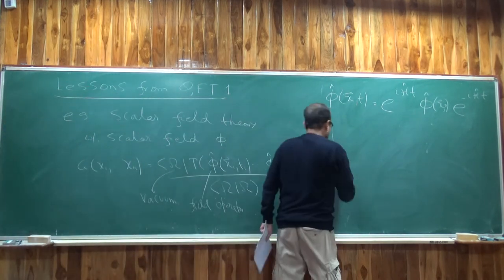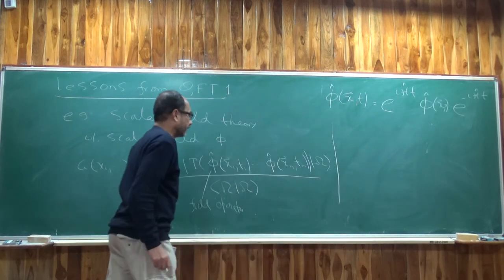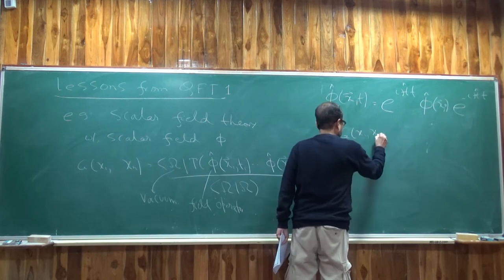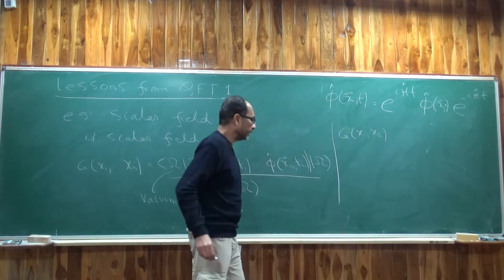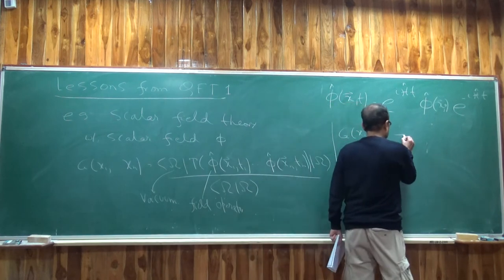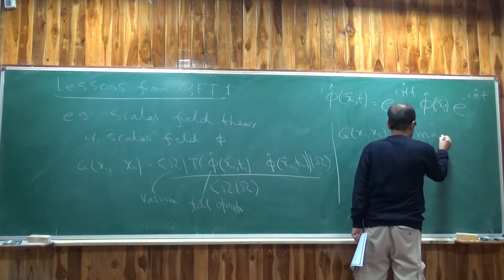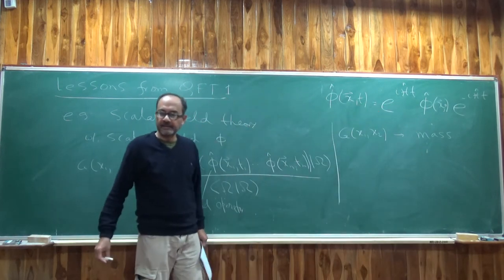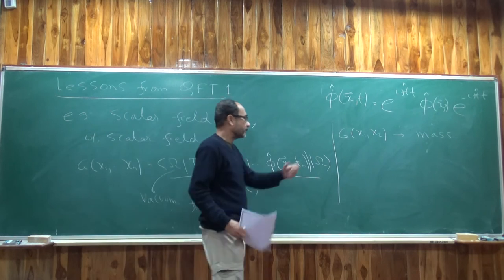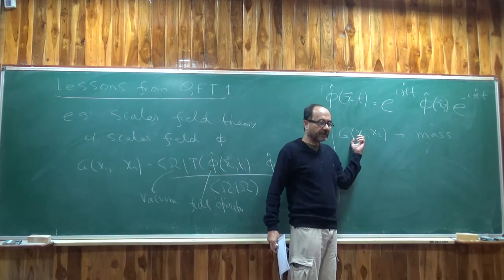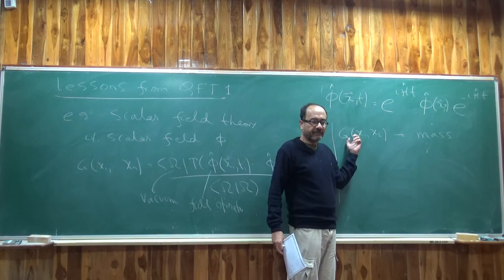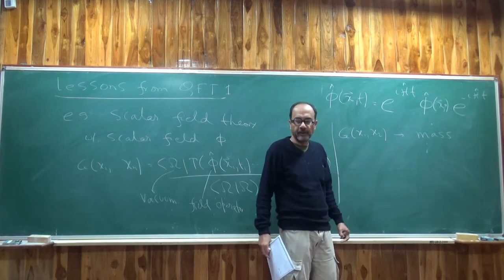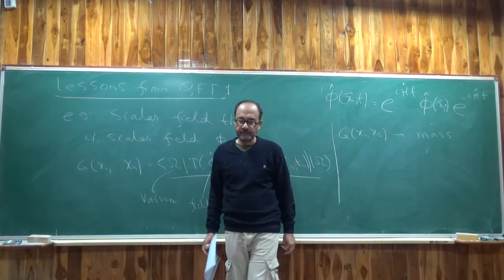Now, why is the Green's function useful? For example, you probably have seen that if we know the two-point Green's function, this contains information about the mass. It's familiar? You have to take a Fourier transform, write it as a function of p, and then you look for poles as a function of p. Where if p squared equal to minus m squared is the location of the pole, then m is the mass of the particle.